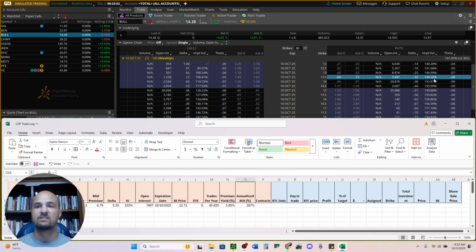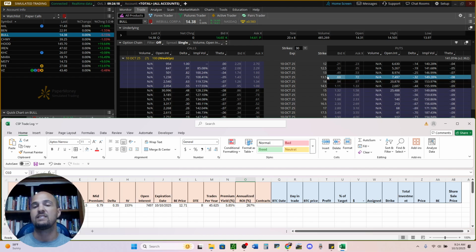Our implied volatility number right here has shrunk a little bit to 149% when yesterday it was 153. And our open interest is still around the same, 7,497 contracts. And our expiration date yesterday was 8 days. Today it's 7 days. Our break-even price, which is the price of our strike minus our premium, is $12.71.